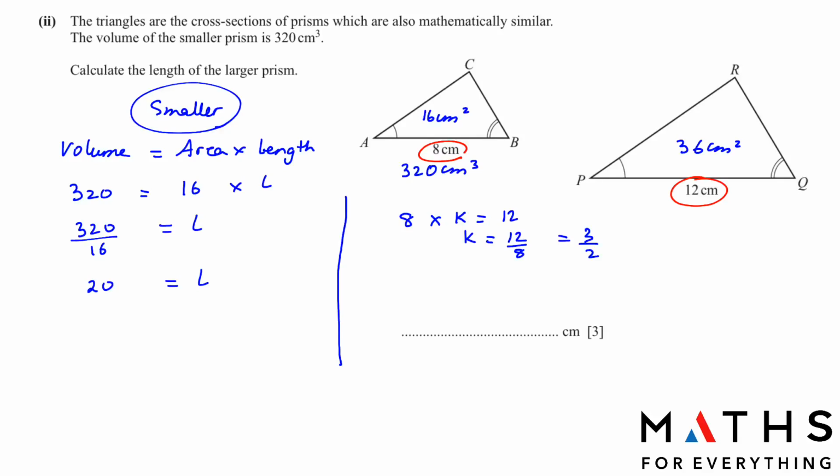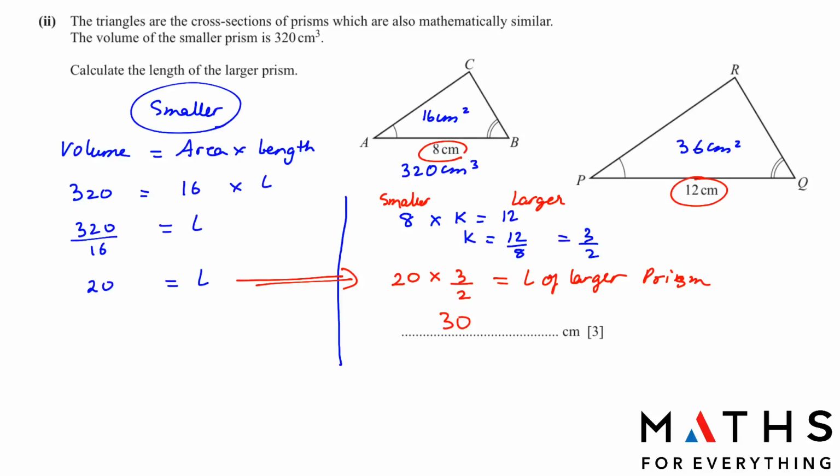Now we know the length of the smaller triangle, that is 20. Multiply by our k will give us the length of the larger prism, and that is 30 centimeters. Remember, this is the smaller, this is the larger, and that is your scale factor.